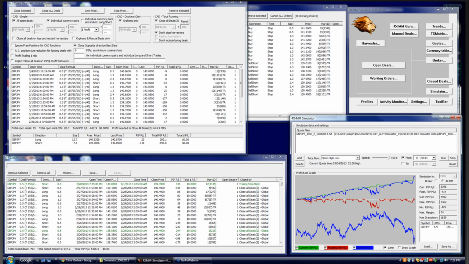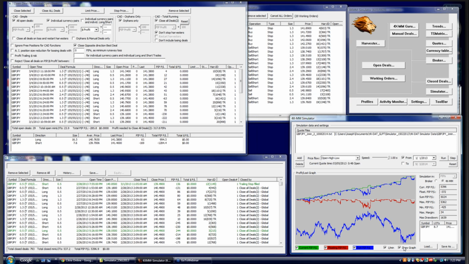Joseph, another quick question here. Why, when I check the broker window, are there no trades, but when I check the open deals, it shows 10 long and 10 short, still going? Why are these trades not reflected in the broker window? All right, let me pause this. Good.